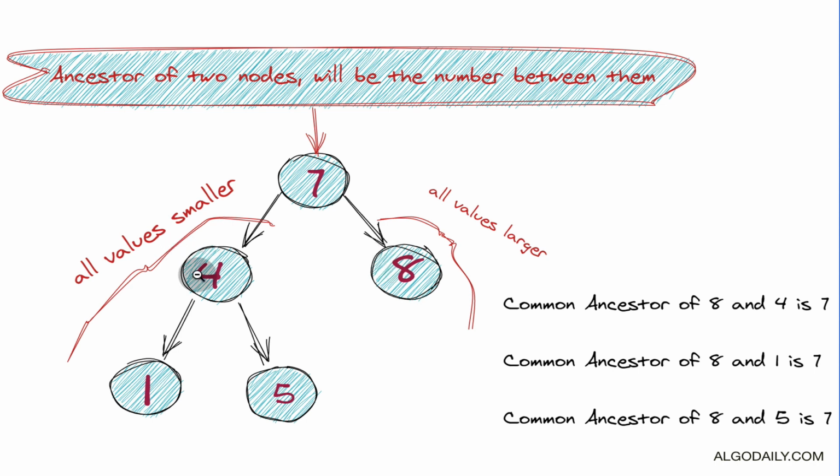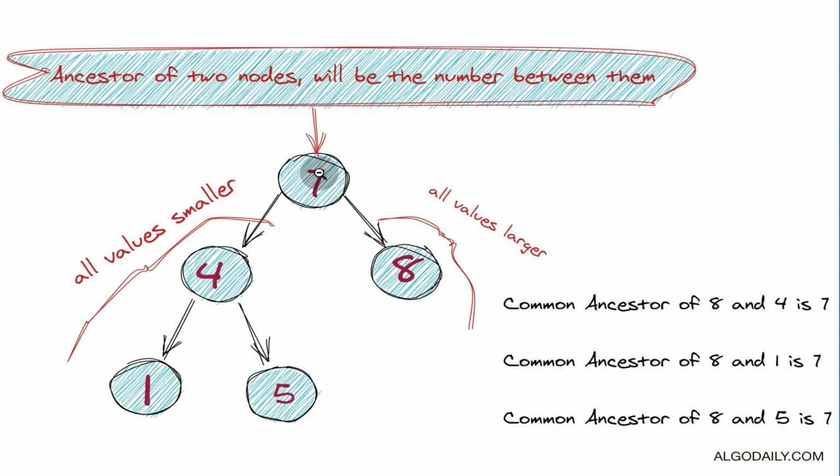And we can express this idea. If a node is between two nodes in the sense of value, so 7 is between 4 and 8 in size, we know it must be a common ancestor of 4 and 8. So it spawns an idea for how to traverse this tree properly.